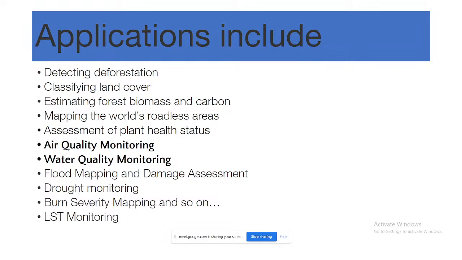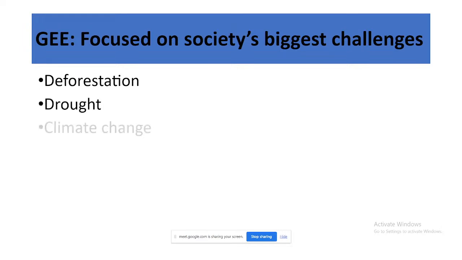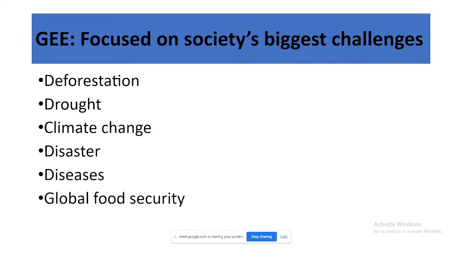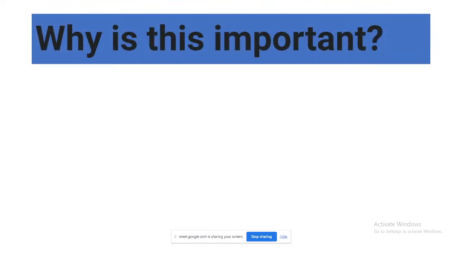So any types of remote sensing application we can easily handle using the Google Earth Engine platform, very quickly and efficiently compared to other software like ArcMap or QGIS. At this time, it is focused on society's biggest challenges such as deforestation, drought, climate change, disasters, diseases, global food security, and sustainability. And why is this important? Google Earth Engine reduces your time to analysis.